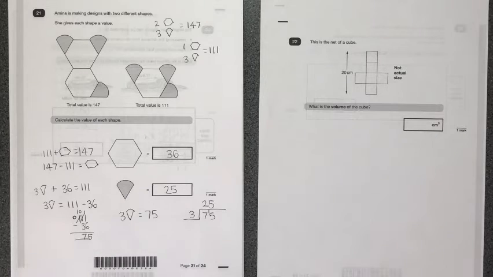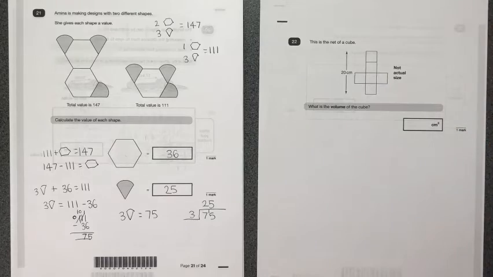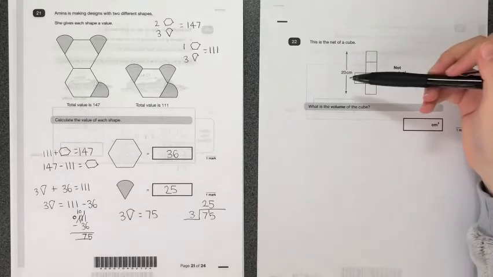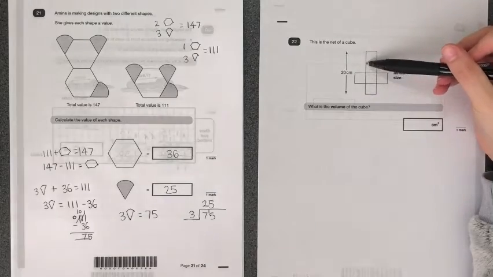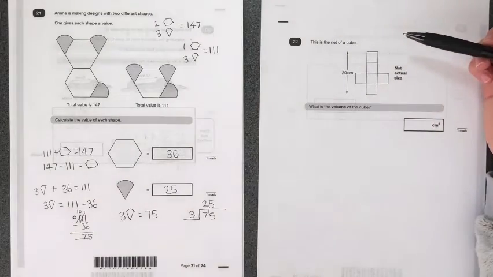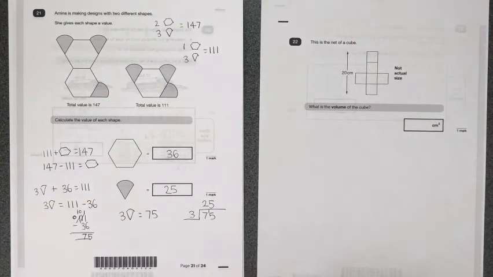Question 22. This is a net of a cube. What is the volume of the cube? We can see that from this end of the net to the other end is 20 centimetres. We're going to count how many sides of the square equals 20. So we've got 1 side here, 2, 3, 4. 4 sides of the square gives us 20 centimetres.